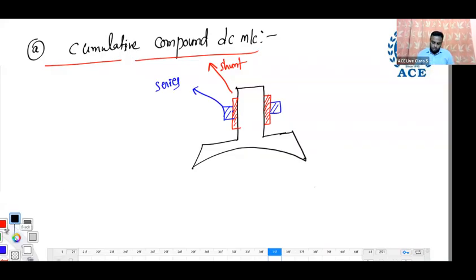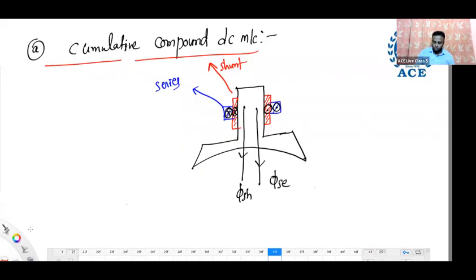Now let us consider the shunt field carrying current: cross here, dot here. Apply your right hand thumb rule. Four fingers go inside on the left side and come outside on the right side, and flux is coming in the downward direction. By applying the right hand thumb rule, the shunt flux is in the downward direction. If you want cumulative compound, arrange the series also such that it carries current in the same way, cross and dot. Now the series flux will also come in the downward direction.